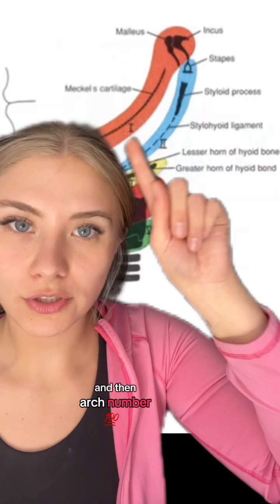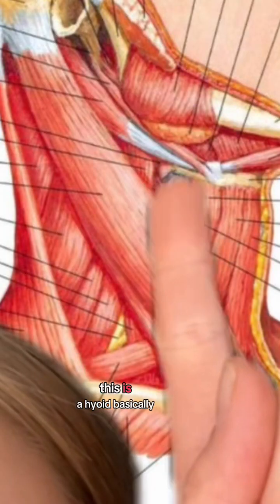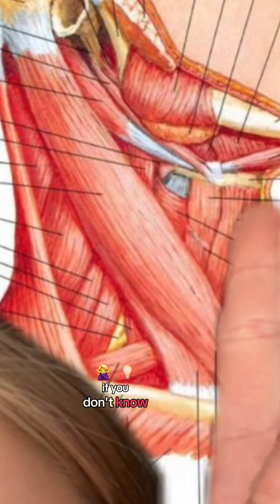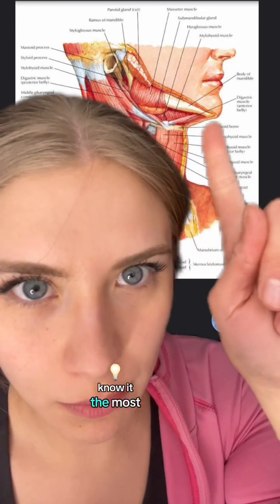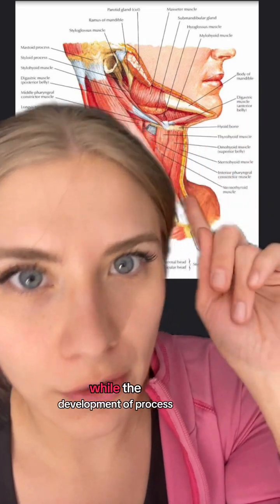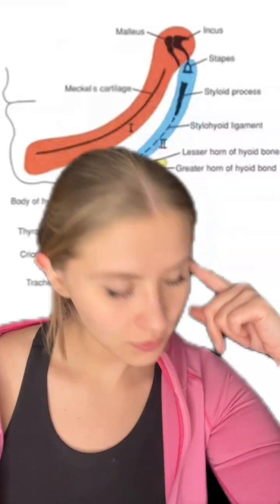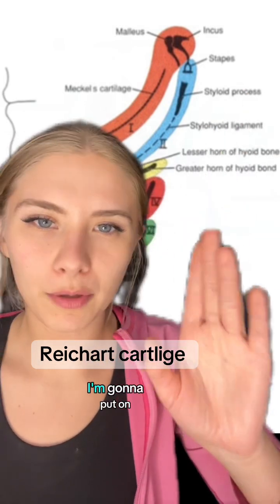And then arch number 2 is going to be called your hyoid arch. This is a hyoid, basically, if you don't know. Those are also prone to getting cysts. I had one when I was younger, so that's why I know it the most, is that they're prone to getting cysts when there's things happening while the developmental process is happening. This has the Reichert's cartilage. It's not on here. I'm going to put it on the screen to spell it.